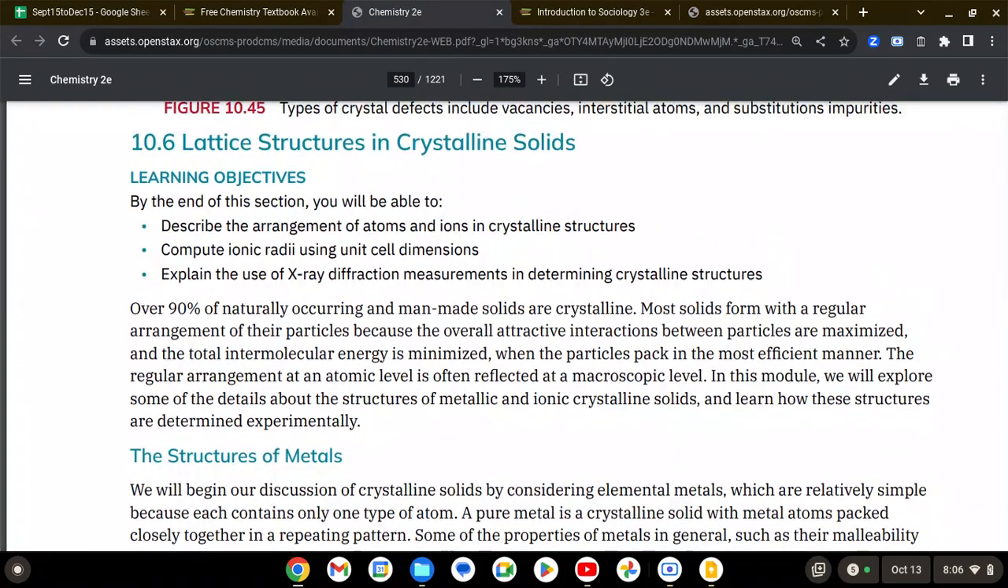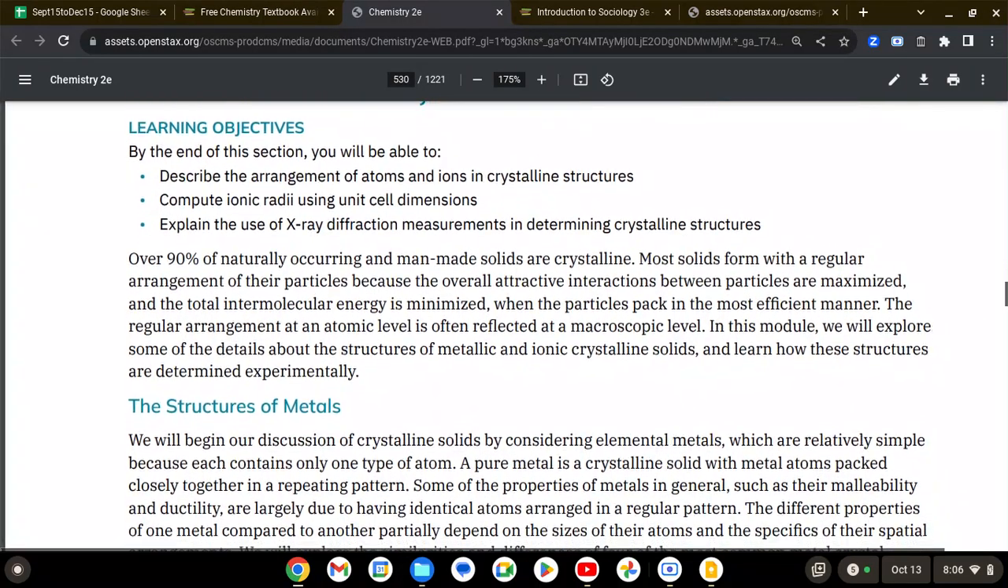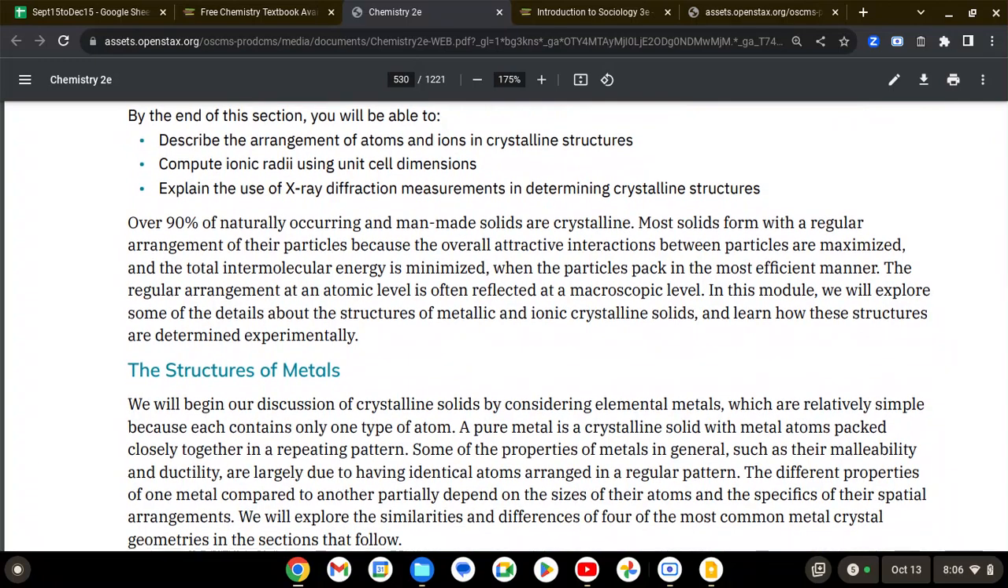All right, 10.6, lattice structures and crystalline solids. By the end of this section, you'll be able to describe the arrangement of atoms and ions in crystalline structures, compute ionic radii using unit cell dimensions, and explain the use of X-ray diffraction measurements in determining crystalline structures.